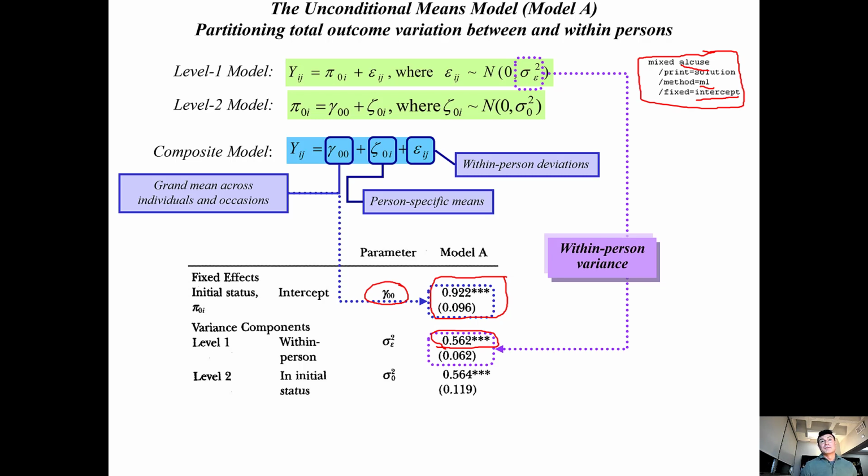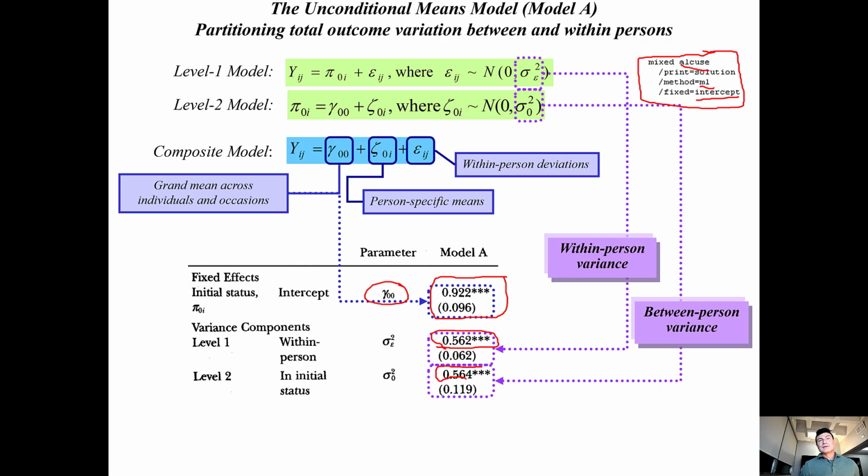There's this number we hope will go down with the next model, where I have a better change model. Here I have a no change model. There's a lot of error with me trying to fit a no change model to each person, so hopefully that number goes down. And this last number is my between person variance. This is the initial status, the difference in where people start off.